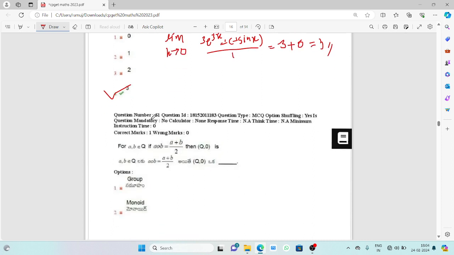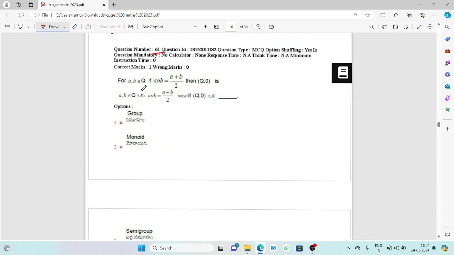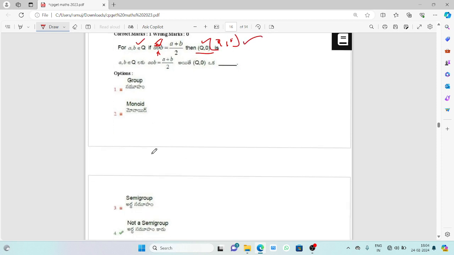So the 61st is, for a, b belonging to Q, the rational numbers, if we provide the operation a o b. This is one binary operation. In place of o, we can use a star also. That is a binary operation. a star b is equal to (a plus b) by 2. Then the group is Q comma o, which condition does it satisfy? He is asking which one holds this condition.